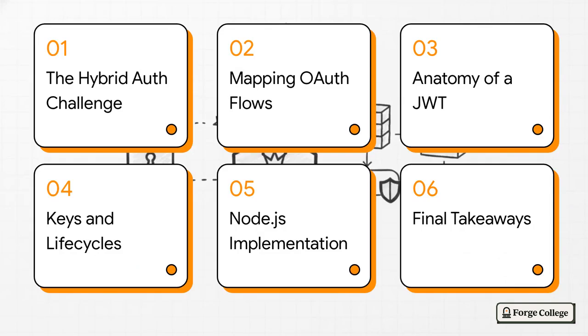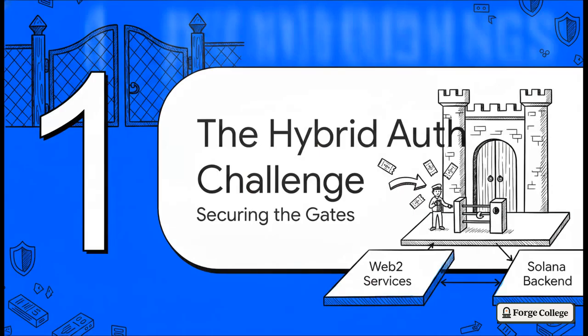All right, let's take a quick look at our blueprint for today's explainer. We've got the hybrid auth challenge, mapping OAuth flows, the anatomy of a JWT, keys and life cycles, a real-world Node.js implementation, and finally, our key takeaways. Let's jump right in. Section 1, the hybrid auth challenge, securing the gates.